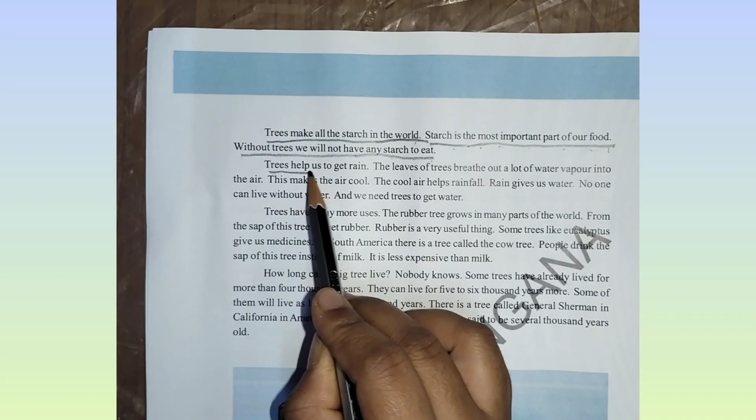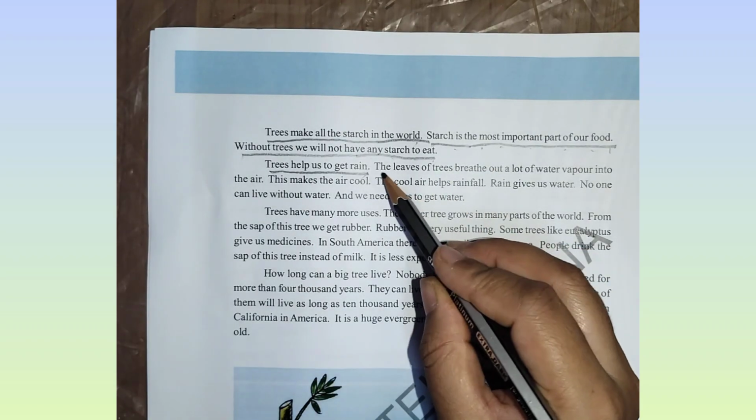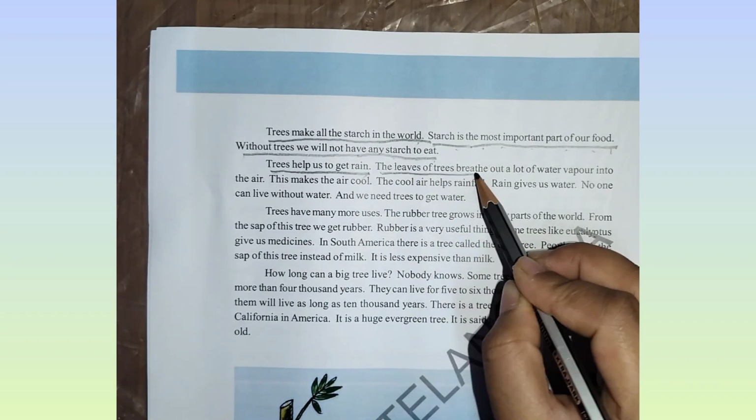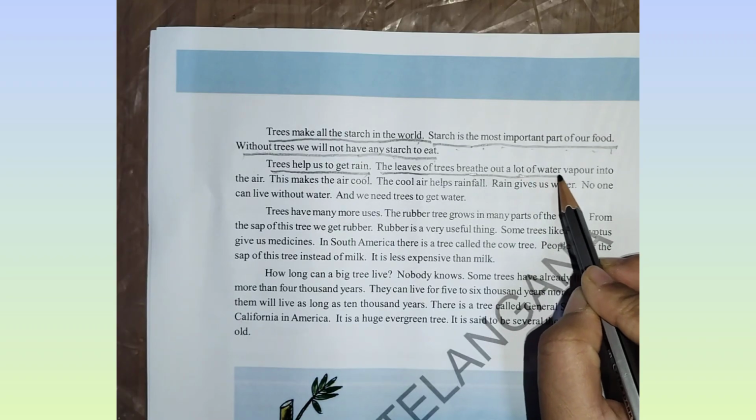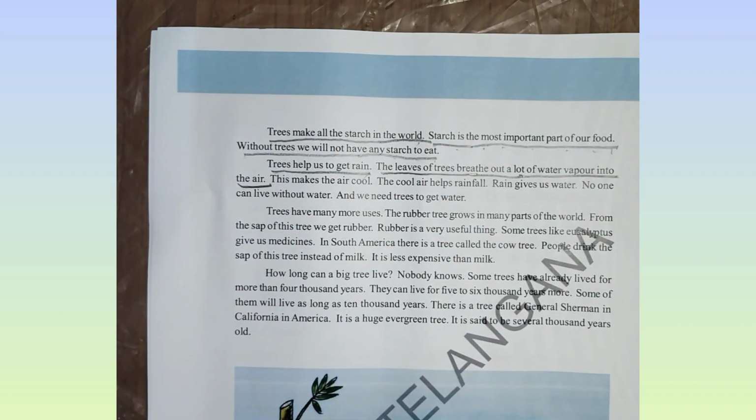Trees help us to get rains. With the help of trees only we will get the rains. The leaves of trees breathe out a lot of water vapor into the air. So we now know about the water vapor process, which happens along with photosynthesis.